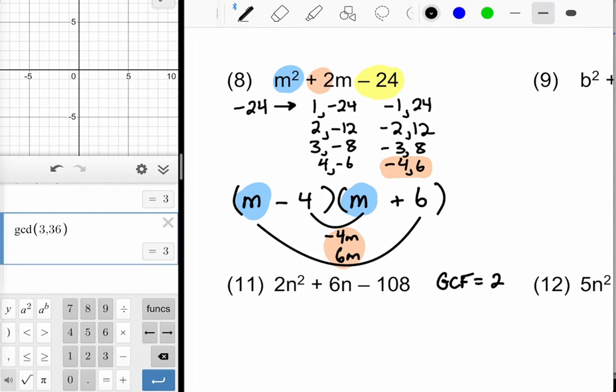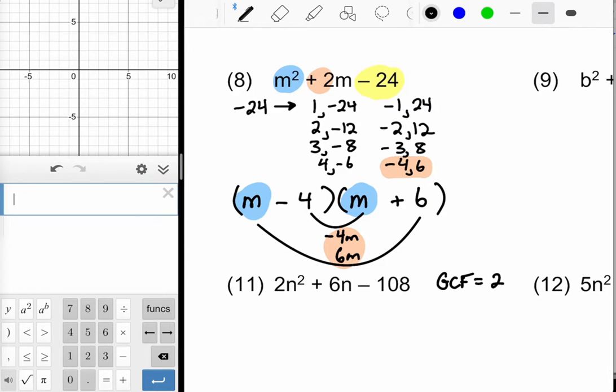So I have a 2, a 6, and a 108. It can't be bigger than the 2. If it's smaller than the 2, then it's just a 1, which wouldn't be helpful at all. That's the trivial case. So if 2 works, then that's your GCF. Since they're all even, 2 works. But if you're not sure, you can always go to the calculator approach.